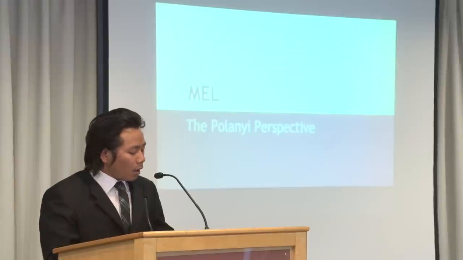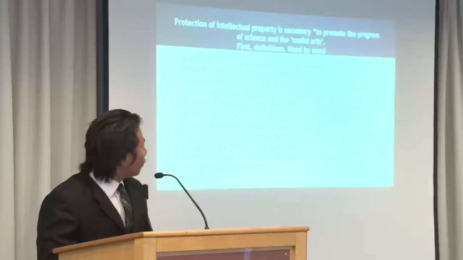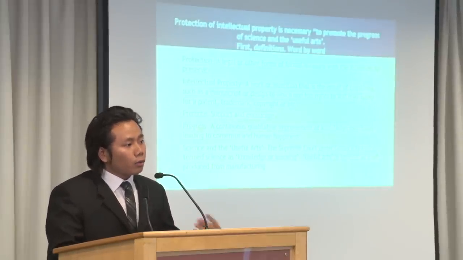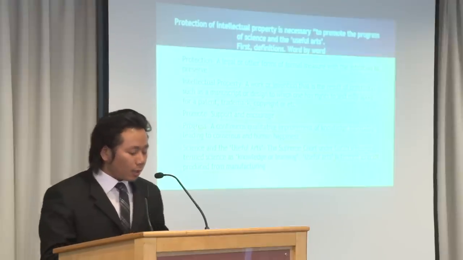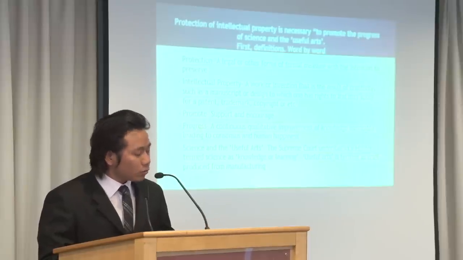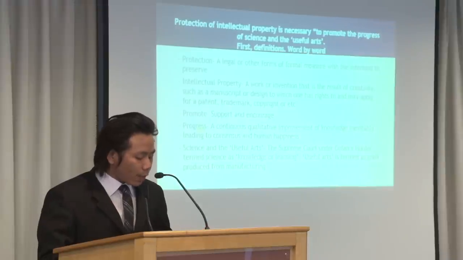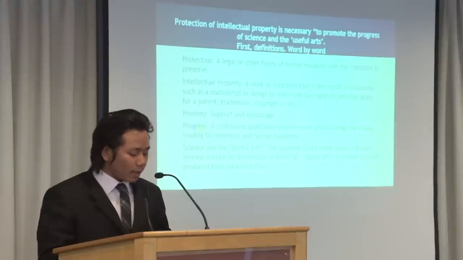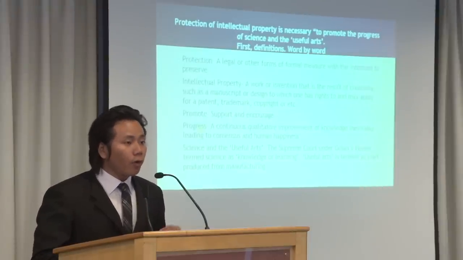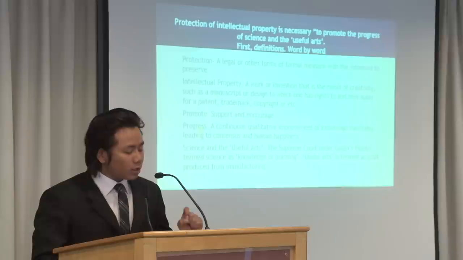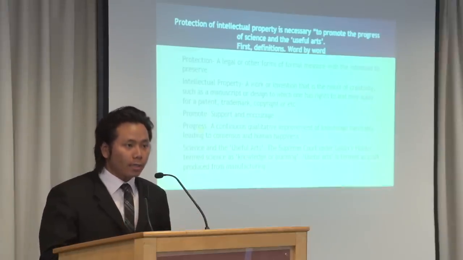Before we move on to my first point, which is reasoning under Polanyi's perspective, I would like to define the motion word by word. The 2 terms that I feel need to be stressed in this debate are intellectual property and science and the useful arts. We define intellectual property as a work or invention that is the result of creativity, such as a manuscript or design, to which one has rights and may apply for a patent, a trademark, copyright, or trade secrets. Essentially, it is the ownership of ideas and control over tangible or visual representation of the aforementioned ideas.